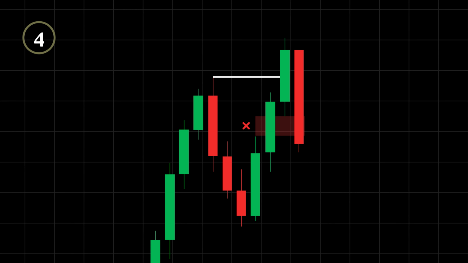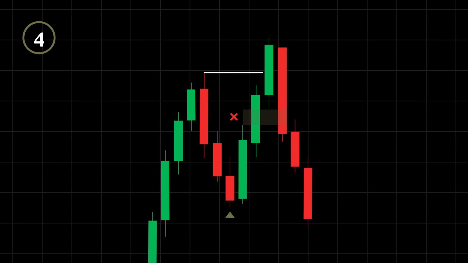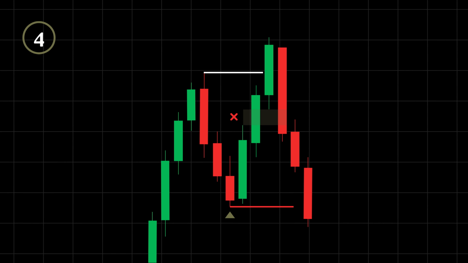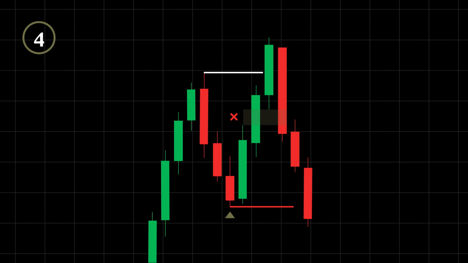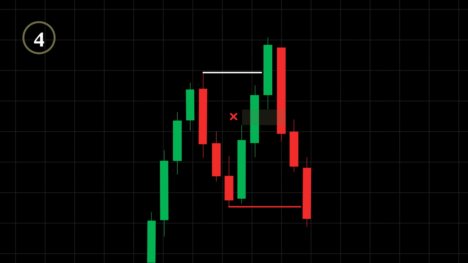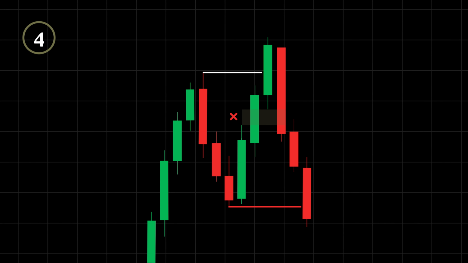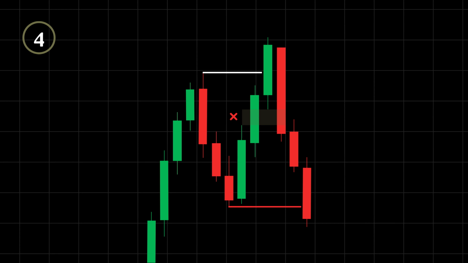From here, we refer back to the market structure principles we covered earlier. We want to see price push below the previous swing low. This would trigger a change of character, CHoCH, offering a stronger indication of a possible trend reversal. The final confirmation we're watching for is whether the resulting bearish leg creates a bearish fair value gap, FVG.